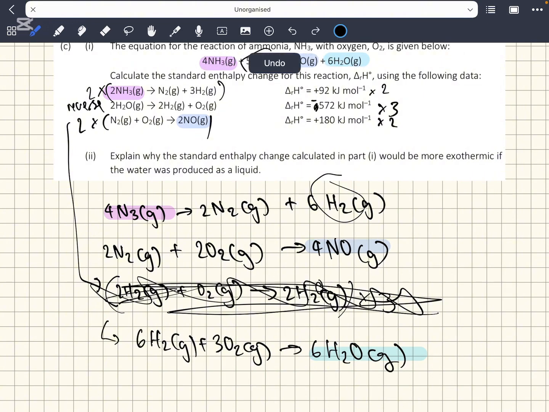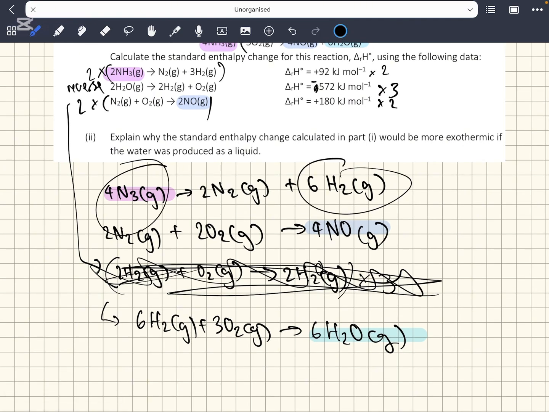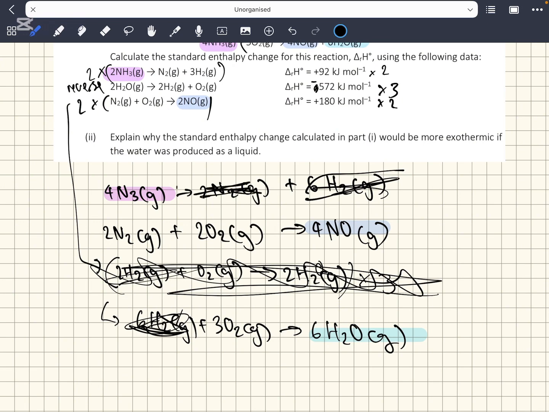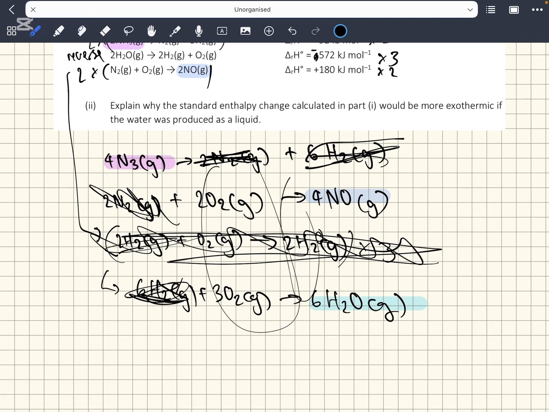To get rid of something, if they're on opposite sides of the equation, like for example, this is on the right-hand side and this is on the left-hand side, you can cancel them out. Okay, I can't actually cancel that out with that because they're not the same thing. You can cancel this one out with this because this is on the right-hand side and this is on the left-hand side. So let's do that. This is gone, and this is also gone because this is on the right-hand side and this is on the left-hand side. So that's gone. Now we can add these two together because they're on the same side. If they're on the same side, you can add them together. If they're on the opposite side, you can eliminate them.